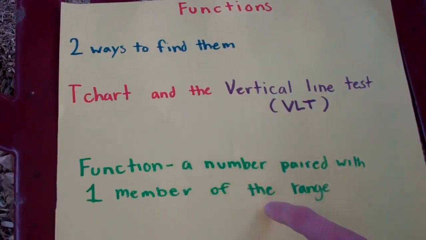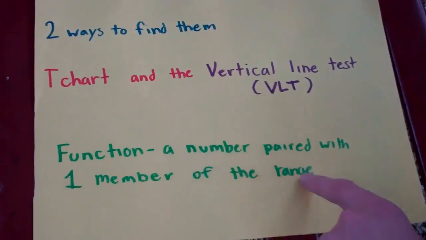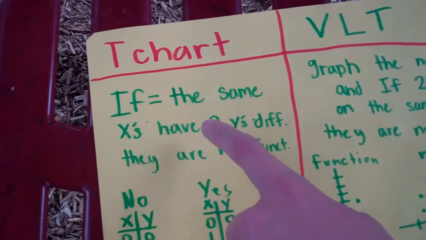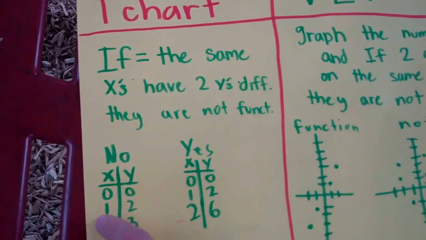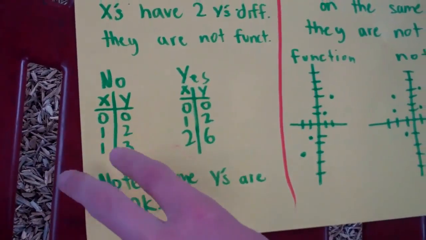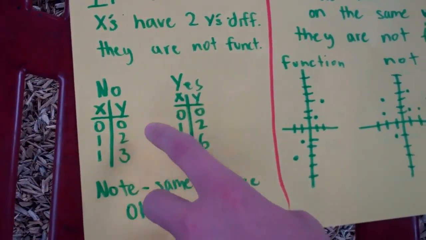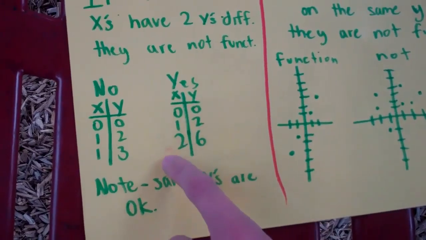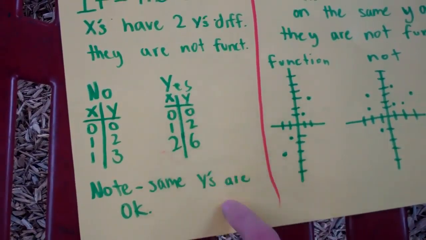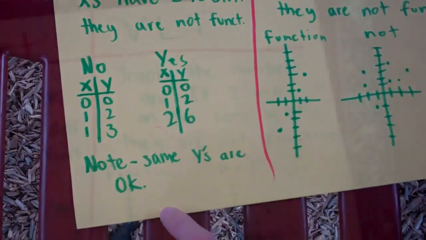A function is a number paired with one number of the range. If the same x's have two different y's, they are not a function. See, this one has two 1's and they're both different, so this is not a function. This one has all the same x's and different y's. But remember, same y's are okay.